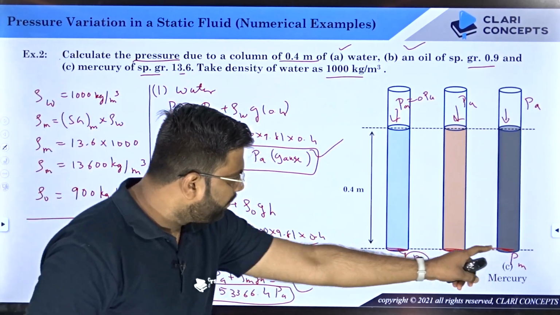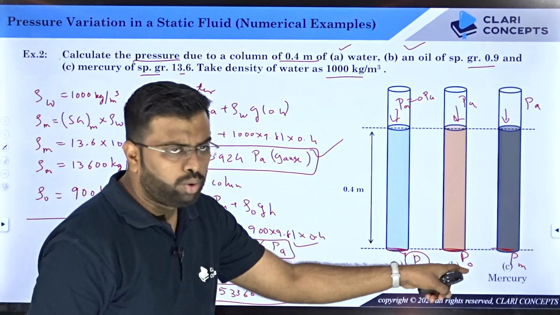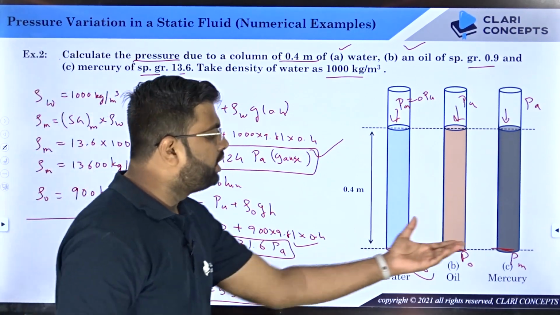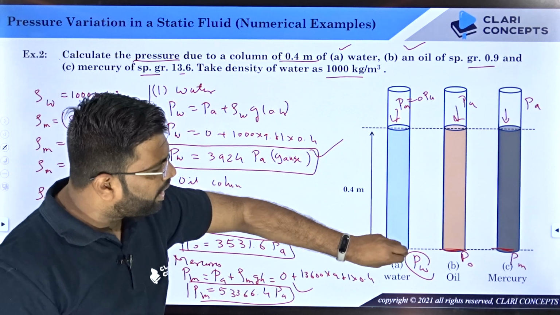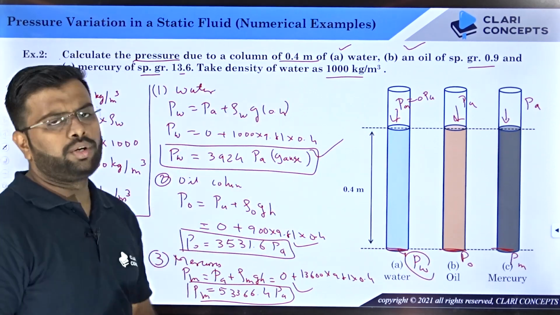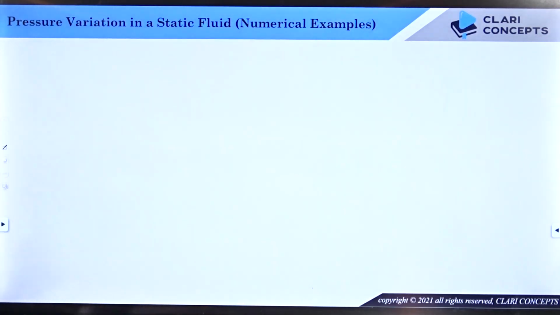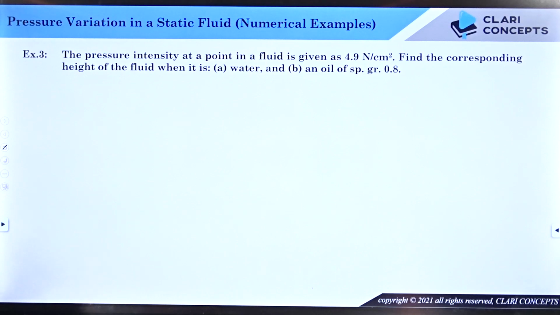What does it mean? Mercury has the highest pressure, water has intermediate and oil has the lowest. This is because of the density differences. So the higher the density of the fluid, the more will be the pressure corresponding to the same height of the column. Clear? Okay, let us calculate another example.